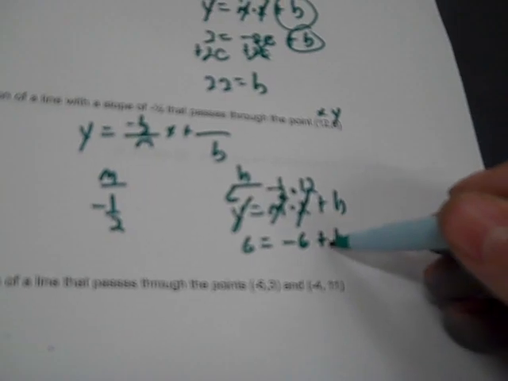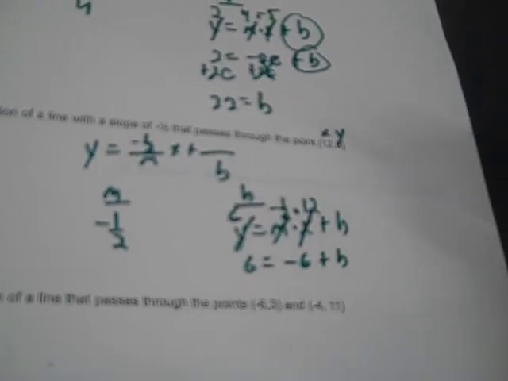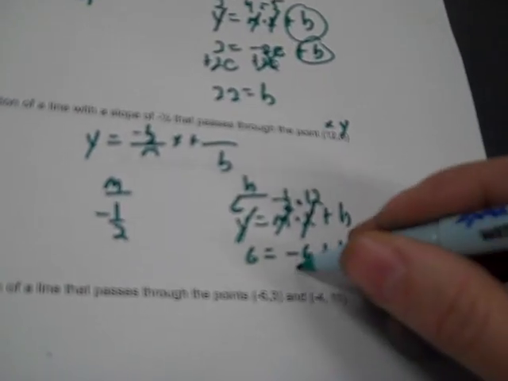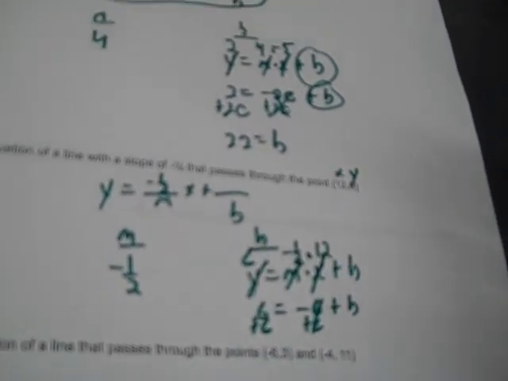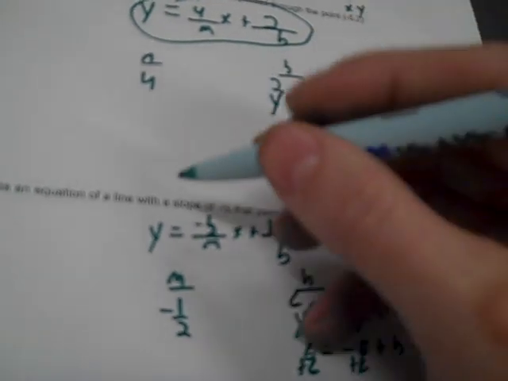Now I undo the adding a negative 6. Now it's like undoing subtraction actually, so I add 6, add 6. So 6 plus 6 is 12. So there's my equation.